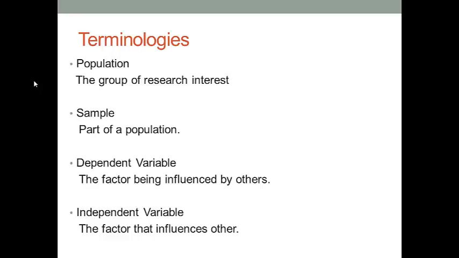The other two important concepts are dependent variable and independent variable. The factor that is influenced by other factors is called a dependent variable. The factor that influences other factors is called an independent variable. So remember the two definitions. A dependent variable is a factor that is being influenced. An independent variable is a factor that influences other factors.